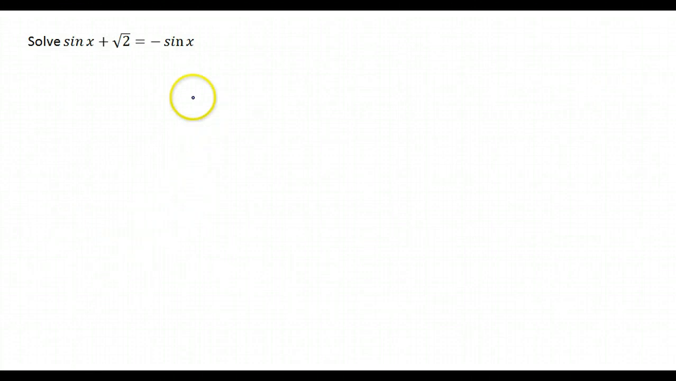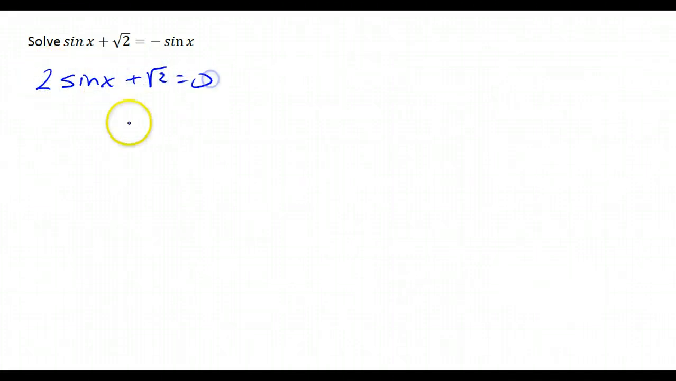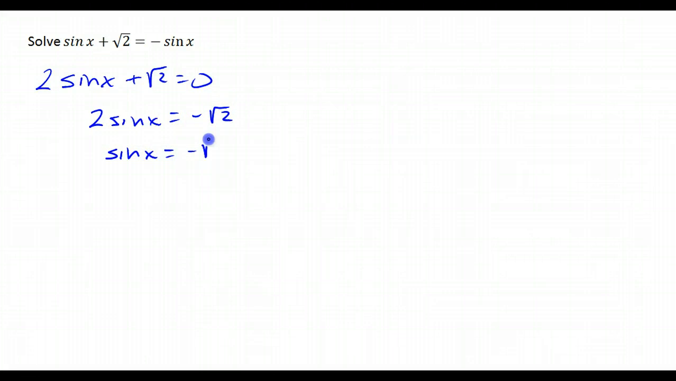Okay, here we have a couple of sines, so let's get them all together. So I'm going to add sine to both sides. So 2 sine x plus square root of 2 equals 0. Solving for sine x, I get 2 sine x equals negative square root of 2. So sine x is equal to negative square root of 2 over 2.